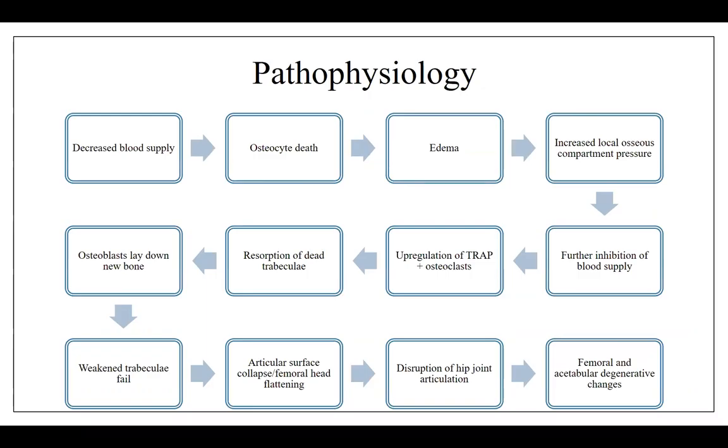So the pathophysiology of AVN of the femoral head usually begins with decreased blood supply to the subchondral bone of the femoral head. This then causes osteocyte death and edema in that area. This then further increases the local osseous compartment pressure, which inhibits the blood supply going to the subchondral bone. This then upregulates the TRAP-positive osteoclasts, which then resorb the dead trabeculae, and the osteoblasts then lay down new bone. This new bone that is laid down is often weak, so it fails under weight-bearing activities, even walking. And so we have articular surface collapse, femoral head flattening, and disruption of the hip joint. Ultimately, we end up having femoral and acetabular degenerative changes.